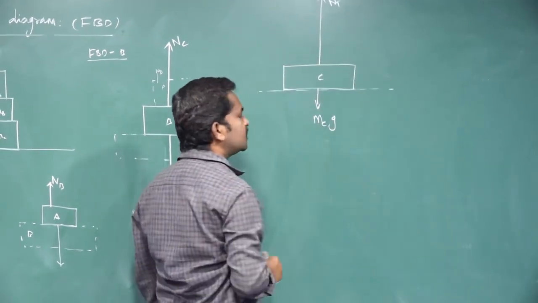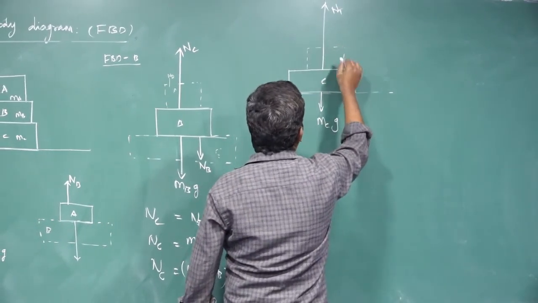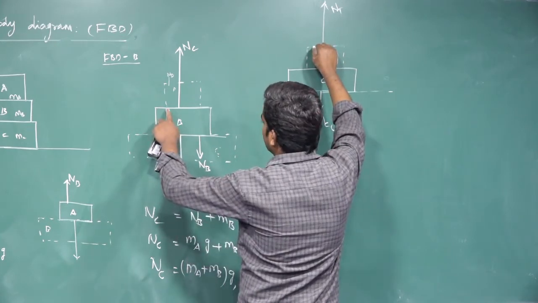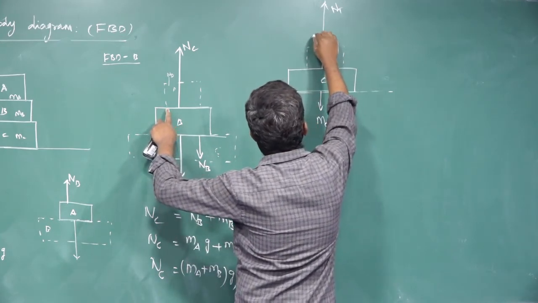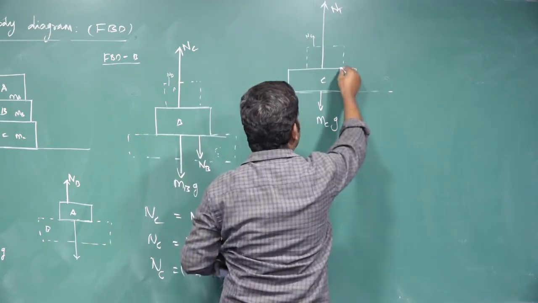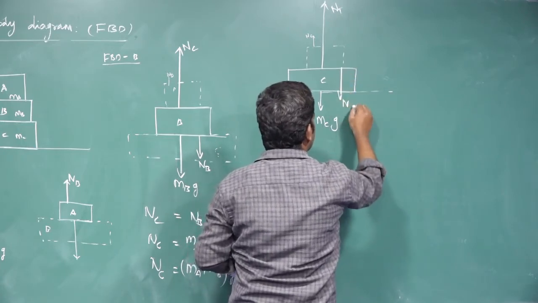Upward direction, NT. Now, the B block sits here, and the B block experiences NB, which is very important. Here NC is the normal force, with an equal and opposite force acting on the surface of C. So the downward force is NC.